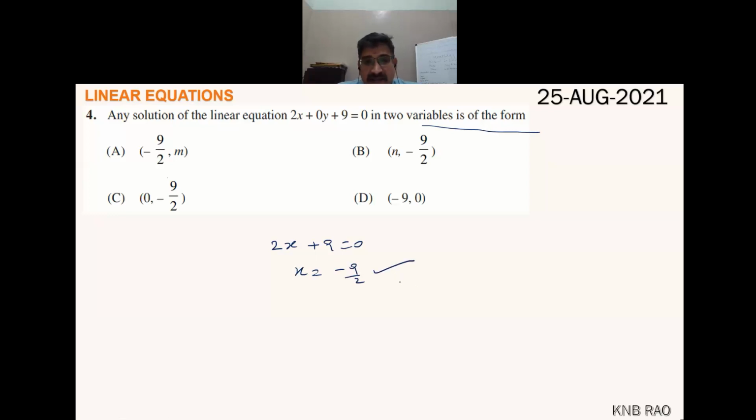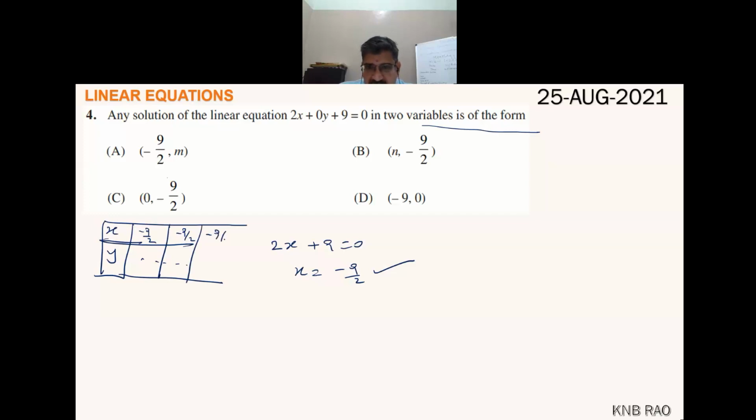And I told you yesterday, if you take the values of x and y, the value of x remains minus 9 by 2 every time, only the value of y will be changing. Here x is constant, y value changes. It's a line parallel to the y axis, passing through the point minus 9 by 2 comma 0. Through this point it will be passing, parallel to the y axis.